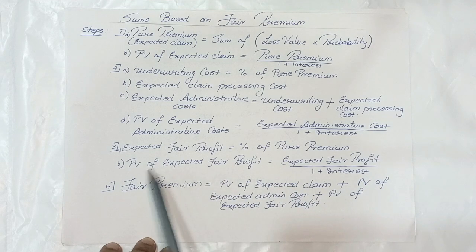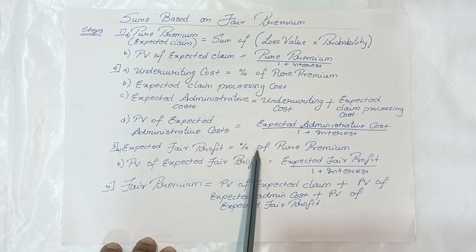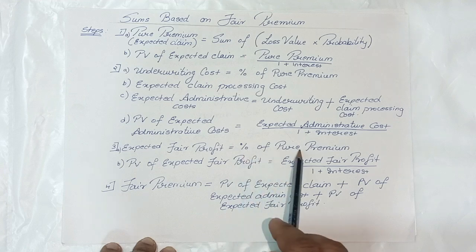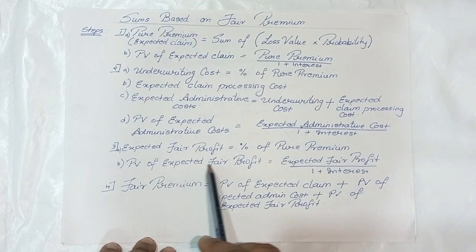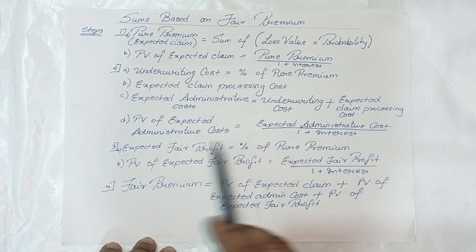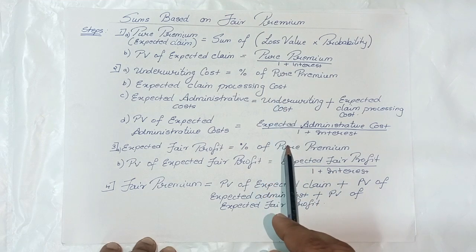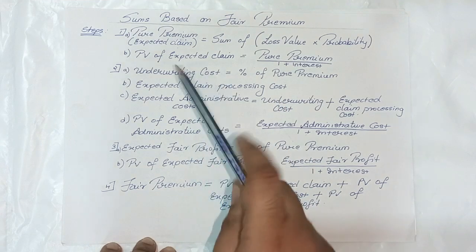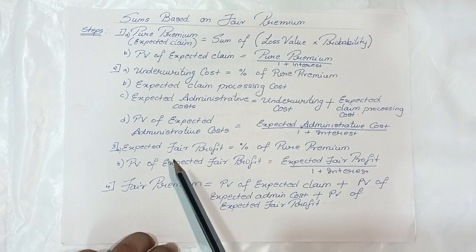Third, we need to find the PV of expected fair profit. First we need to find the expected fair profit, which again will be a percentage given in the question, and we have to take it over the pure premium. Once we have got that, we can find the PV of expected fair profit, which is nothing but the expected fair profit divided by 1 plus the interest. Once we have all the 3 values, fair premium is equal to the first answer plus the second plus the third, and that will be the final value.